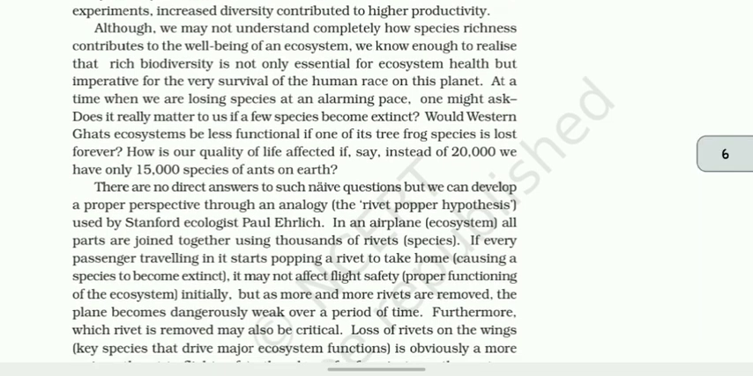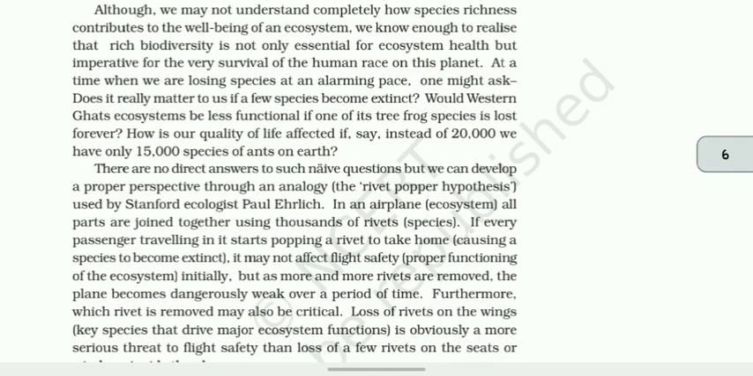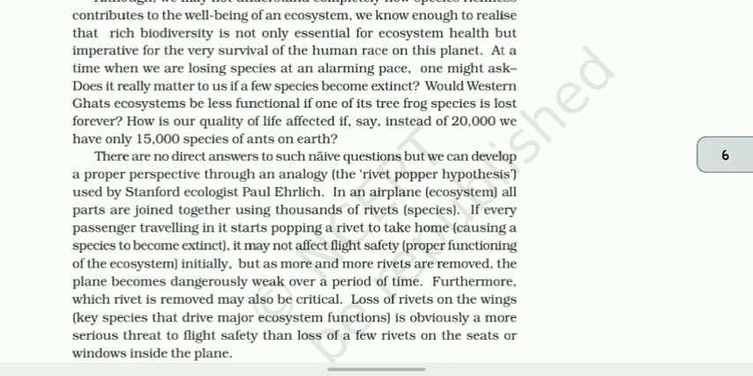Although we may not understand completely how species richness contributes to the well-being of an ecosystem, we know enough to realize that rich biodiversity is not only essential for ecosystem health, but imperative for the very survival of the human race on this planet. At a time when we are losing species at an alarming pace, one might ask, does it really matter to us if a few species become extinct?